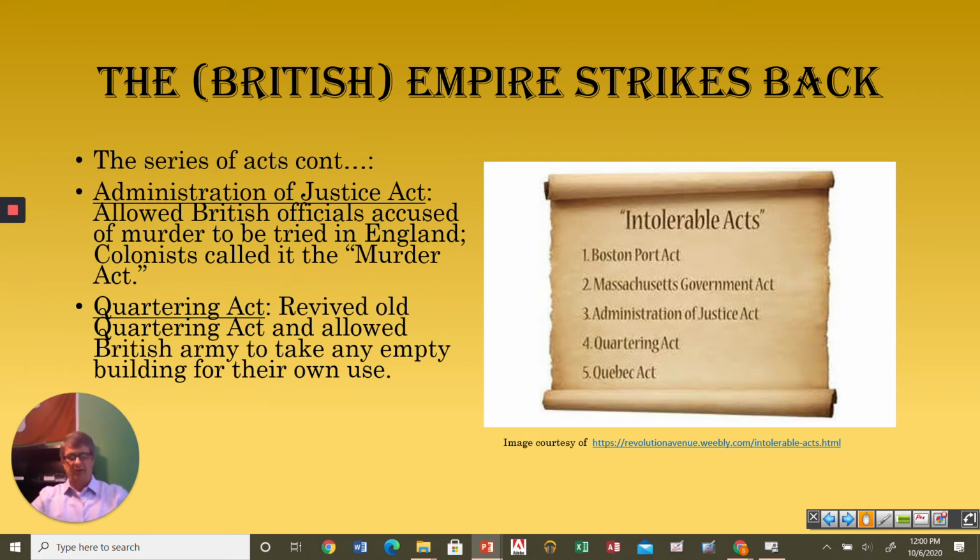Next, the Quartering Act. Now, this had revived the old Quartering Act and went even a little step further and said the British Army could basically take any empty building for their own use. All right, so if there was a building in the colonies, or in Massachusetts, that wasn't being used, the British Army could just take it and say, okay, this is ours from now on. We're going to keep using this. Now, we remember back when we talked about the Quartering Act, that was unpopular to begin with. Now, the Parliament's going to bring it back, make it even more of a burden on the colonies. So, as you can imagine, it's going to make it even more burdensome.